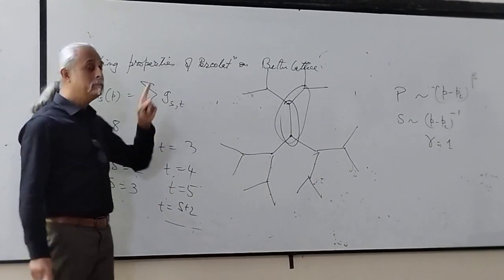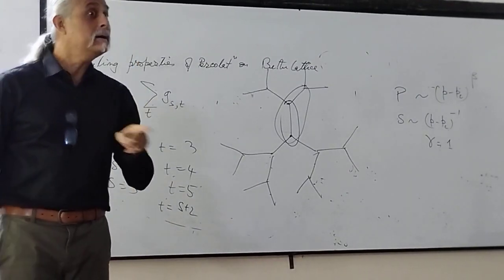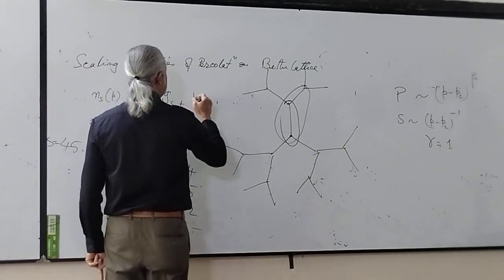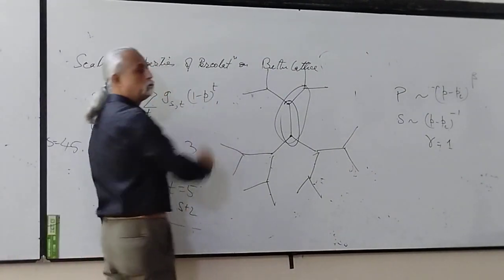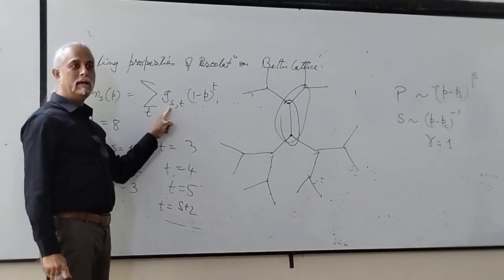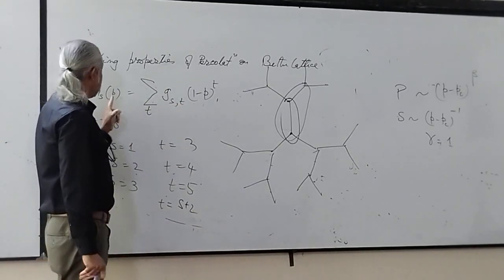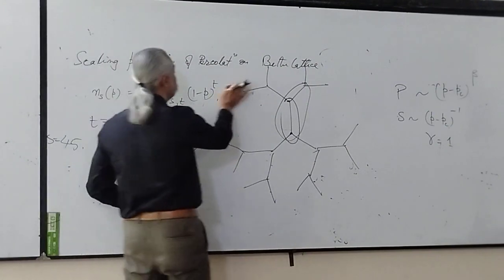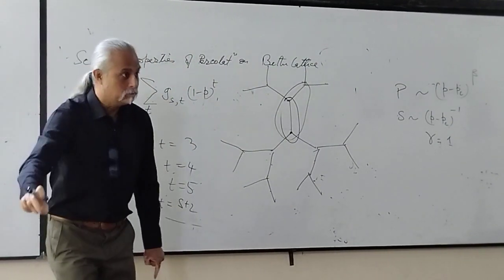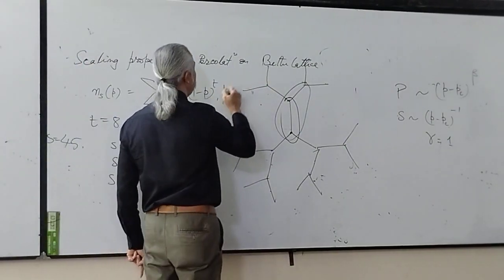So if the perimeter size is t, it means these sites must be empty, so (1 minus p) to the power t sites empty to make a cluster of size S having a perimeter size T. Do you agree? And since the cluster size has to be S, S sites must be occupied, each with probability P, so P to the power S.